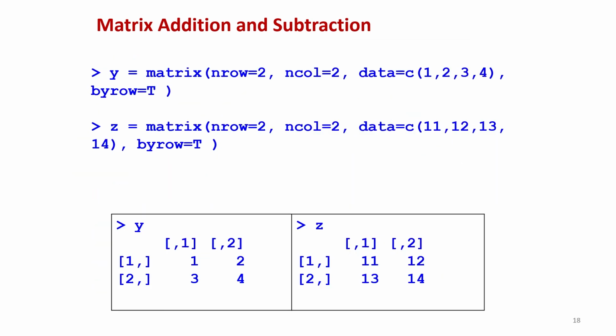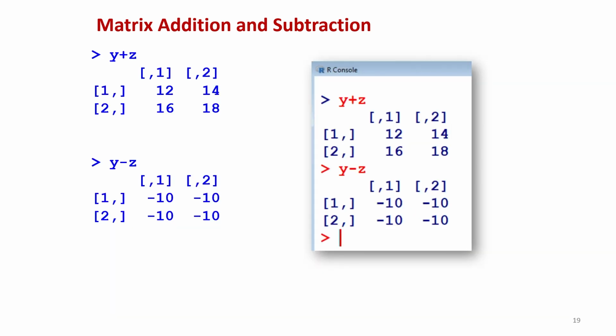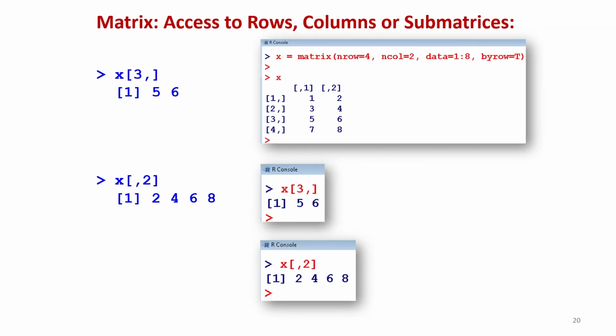Similarly, if you want to take one more example, as I said, we have created two matrices Y and Z, both containing the elements 1, 2, 3, 4 and 11, 12, 13, 14. So if you want to add them, that means 1 and 11 will be added, 2 and 12 will be added, and so on. And if you want to subtract, the same thing will happen with the subtraction. So you can see here that Y and Z are added here, and Y minus Z is here like this. So these are pretty small things which I want to show you.